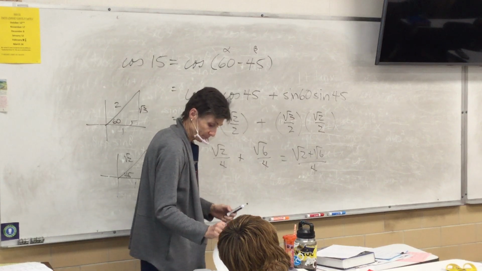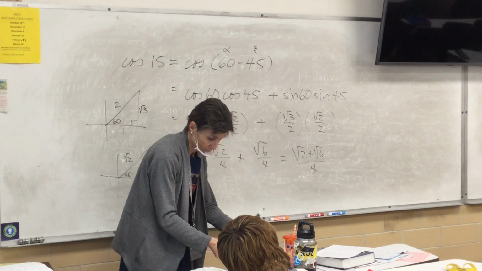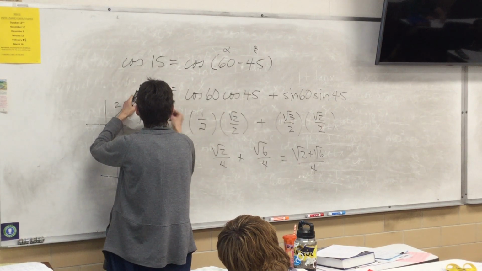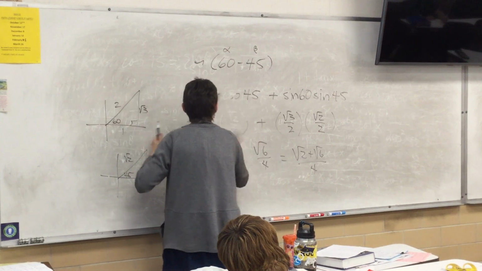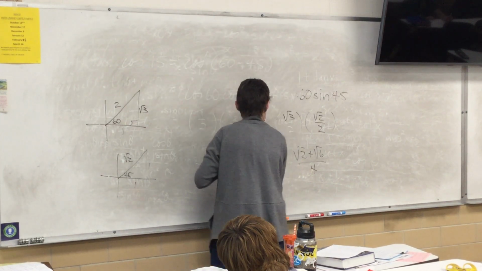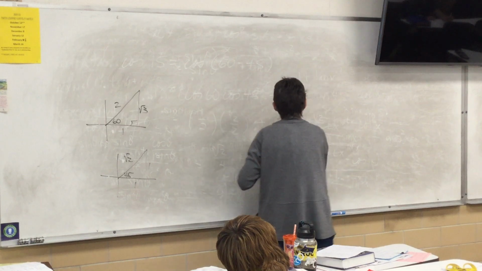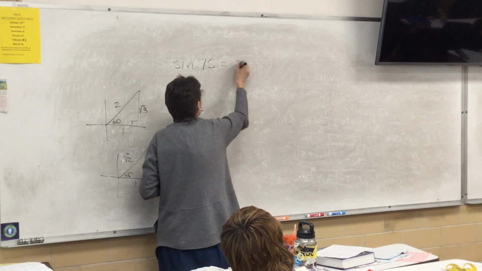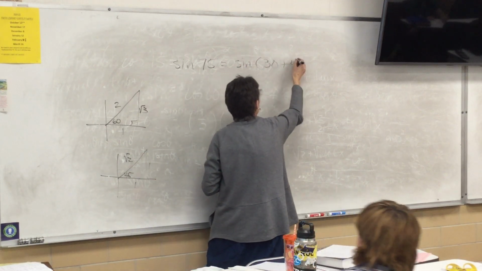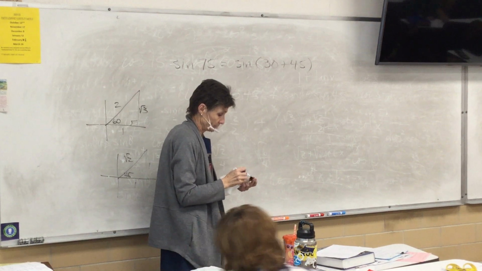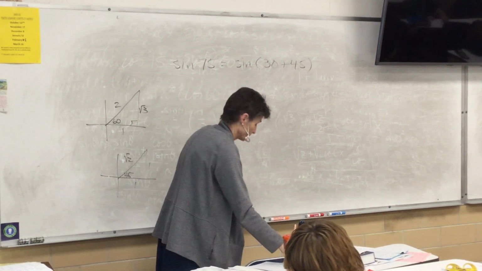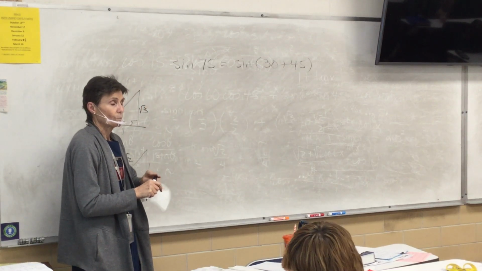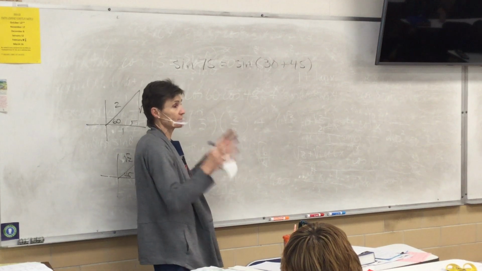Sine 75. What do you think we might want to do first? It's sine 75. 30 plus 45. Okay, so we can think of that as the sine of 30 plus 45. Would everybody agree with that? Remember, somehow you gotta make your angle a special angle.